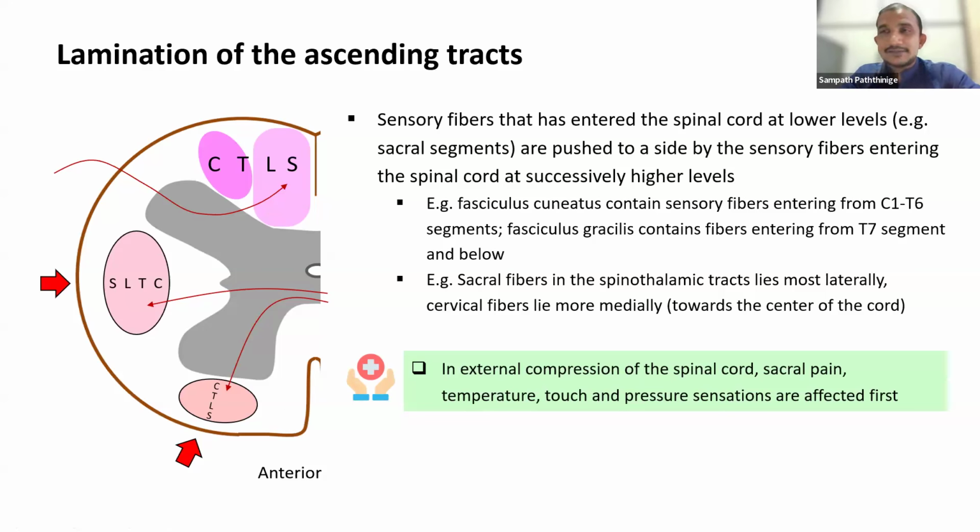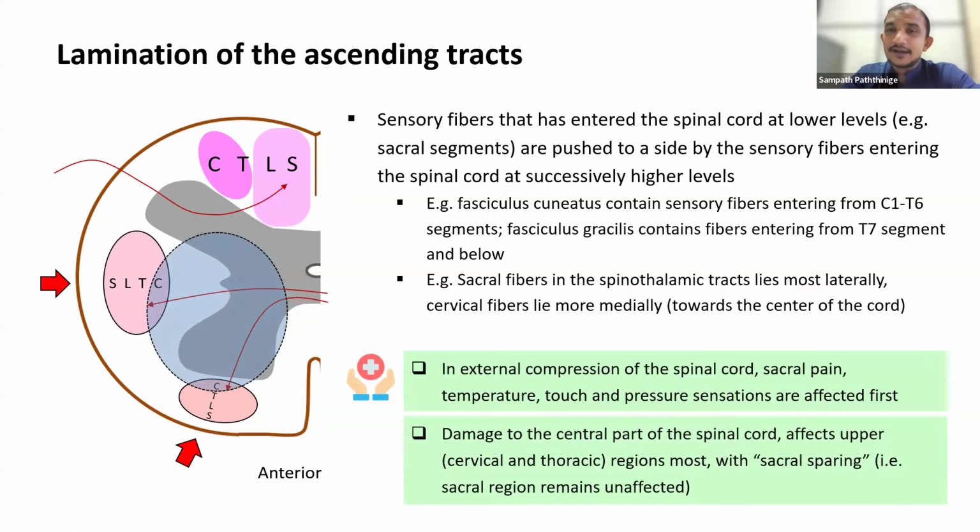But in clinical practice, we also see other lesions. You might have heard of syringomyelia, the central cord lesion, where the lesion begins from the center. That type of lesion is characterized by sparing of the sacral region. There is a thing called sacral sparing. The upper limbs and the chest area will be affected, so there will be sensory loss in those regions. But for example, the perianal sensation, the sensation around the buttock, will be spared. So sacral sparing is seen in this central type of lesion.